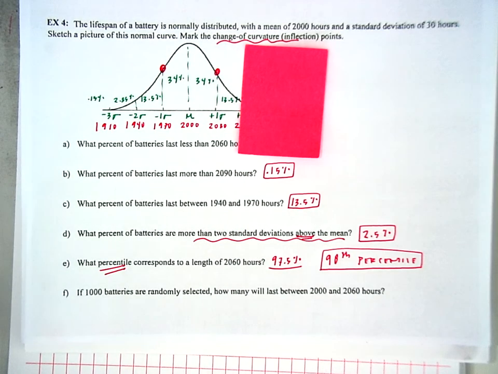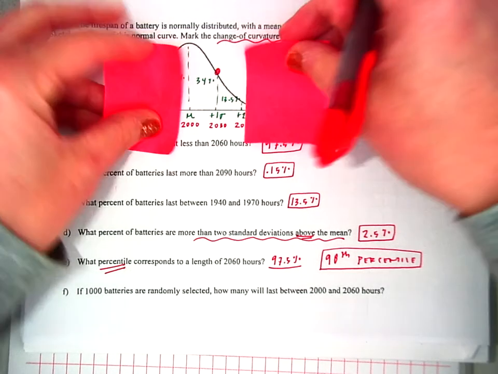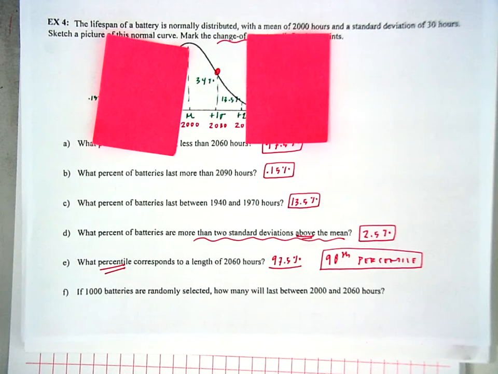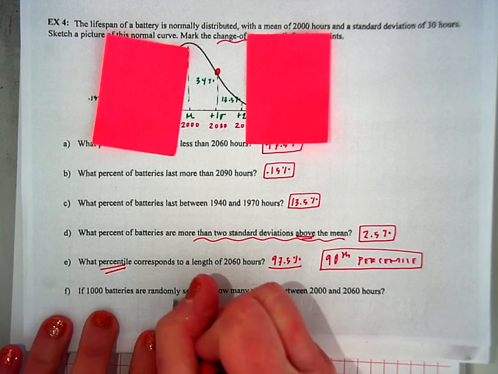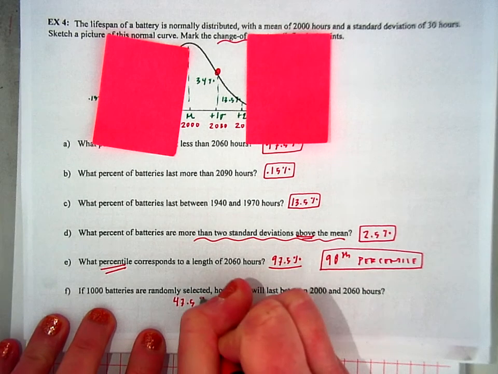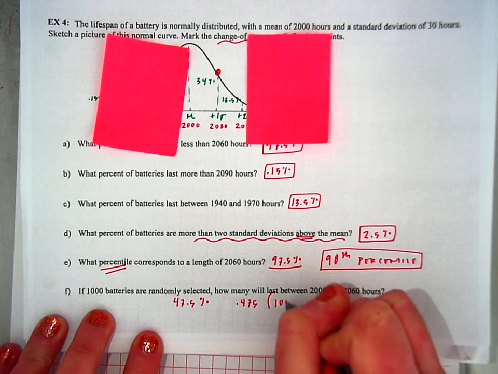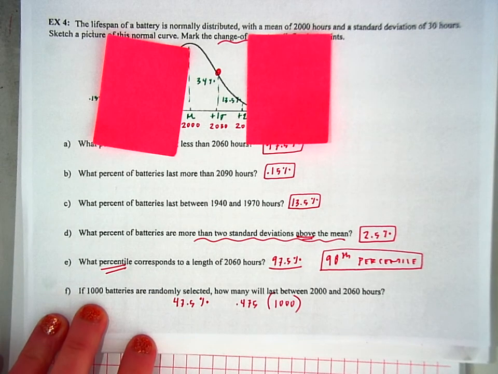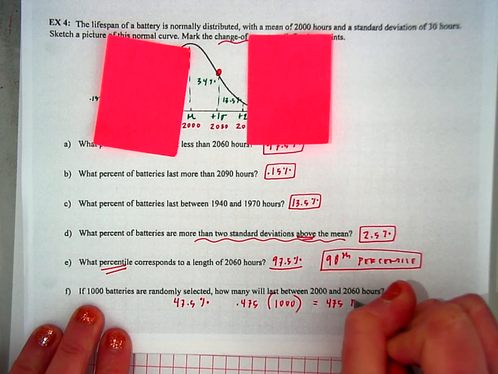That's what that means. Okay, and then lastly, if 1,000 batteries are randomly selected, how many will last between 2,000 and 2,060 hours? So I'm looking at from here to here, what is the proportion that would last between those two lifespans, 2,000 and 2,060? I can see that looks like 47.5%. So I'm going to write that as a decimal, 0.475. And then I'm going to multiply it by 1,000, right? So 1,000 batteries. Take the 0.475, multiply it by 1,000, and we're going to end up with 475 batteries.